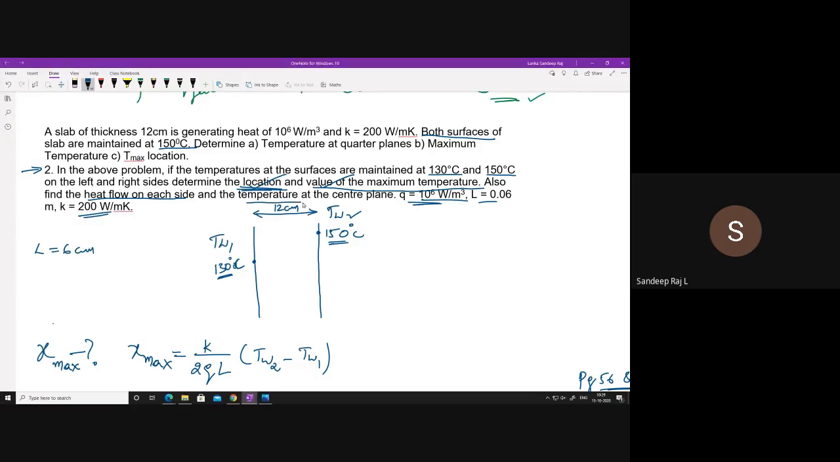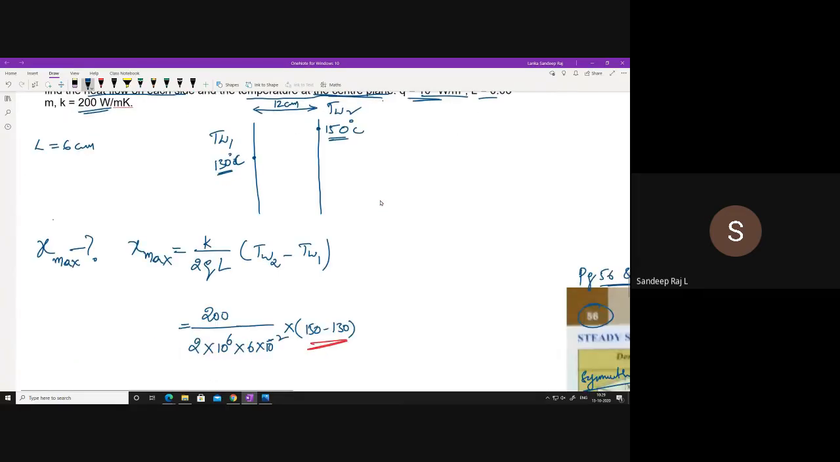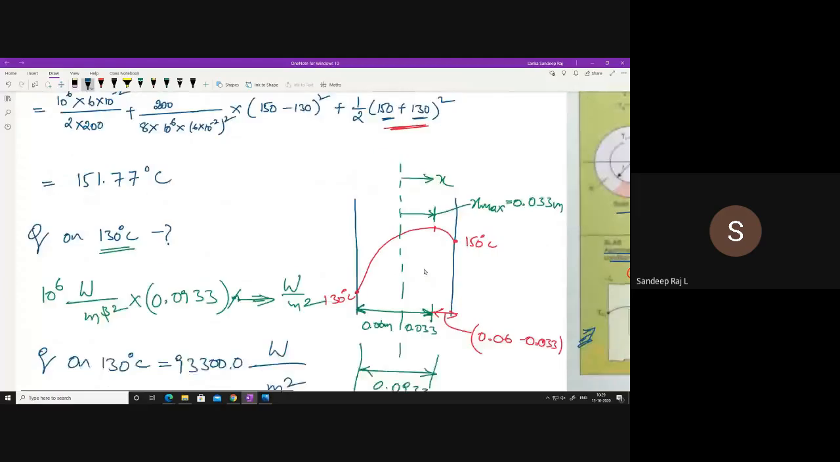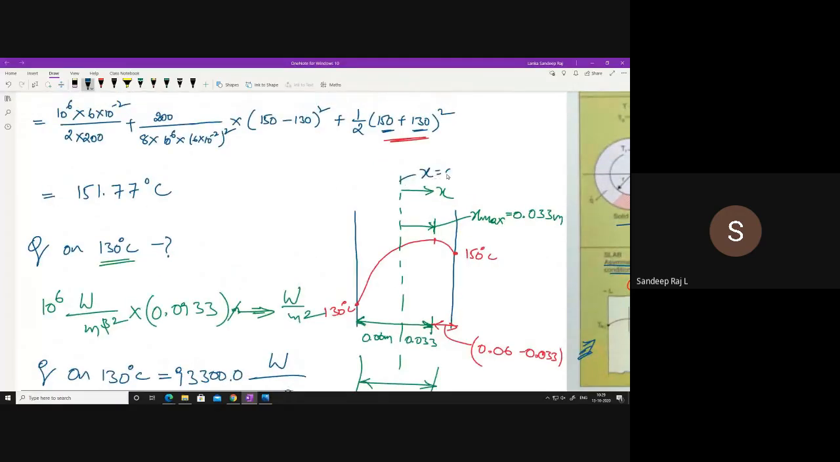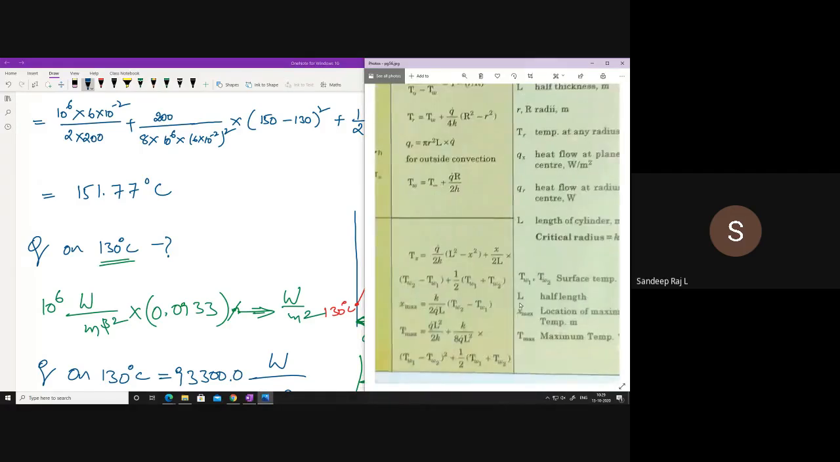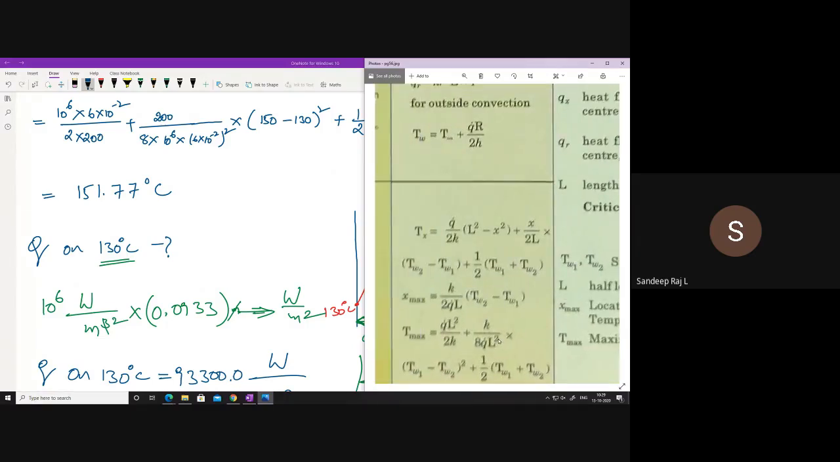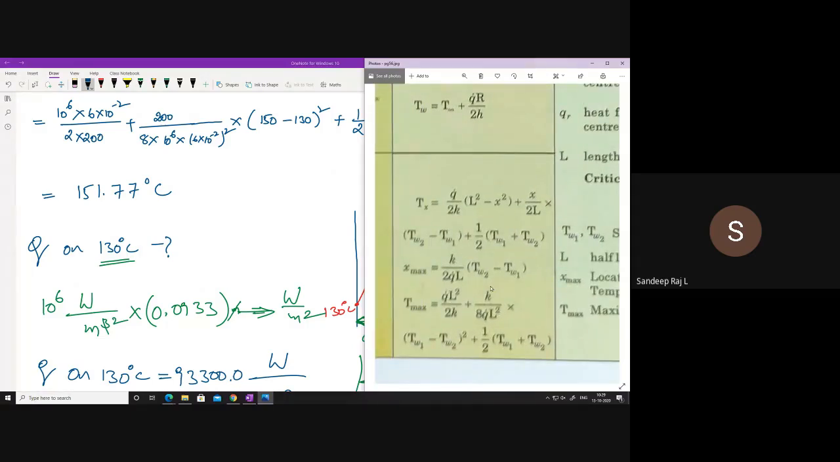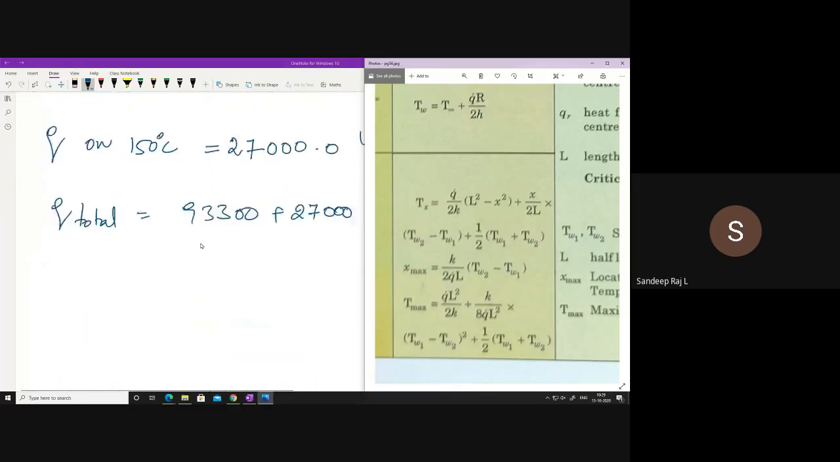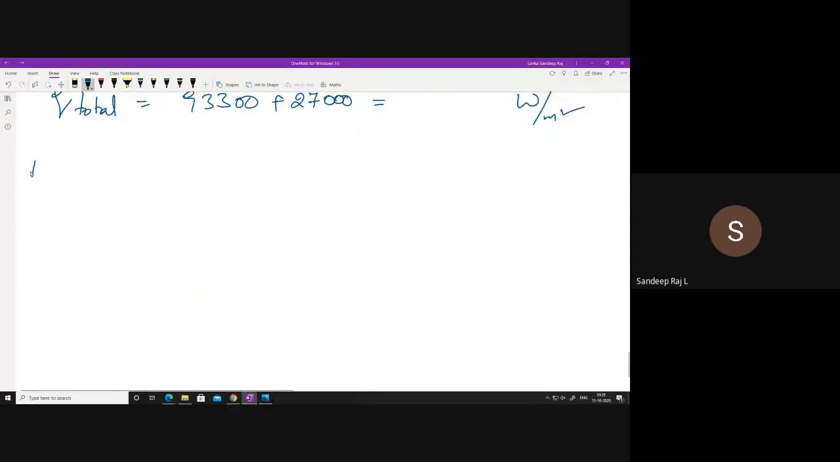You have found out the temperature on the center plane. Temperature on the center plane he is asking. So temperature on the center plane means temperature at x equal to 0. What is the value he is asking you to find? For that, do you have any formula here? See, if you look at the first formula, the first formula corresponds to this. When x is equal to 0, you can put it in the first formula and find out the value.